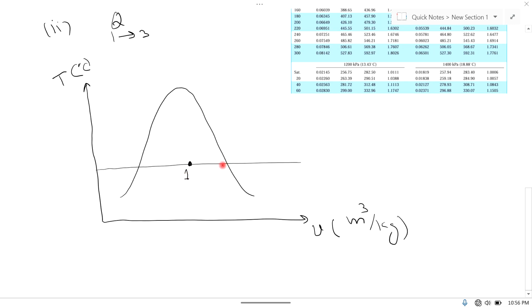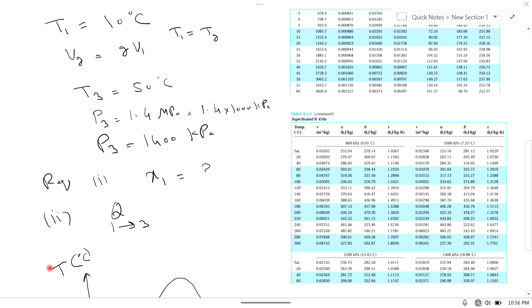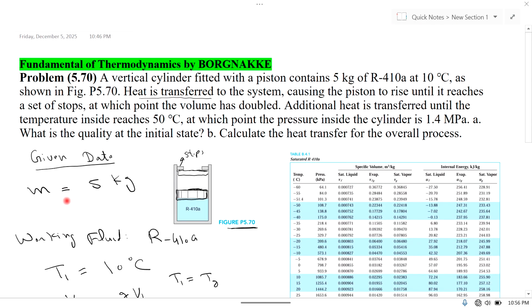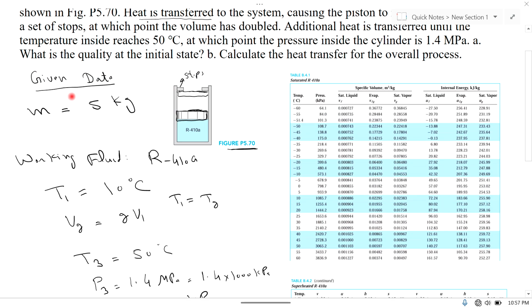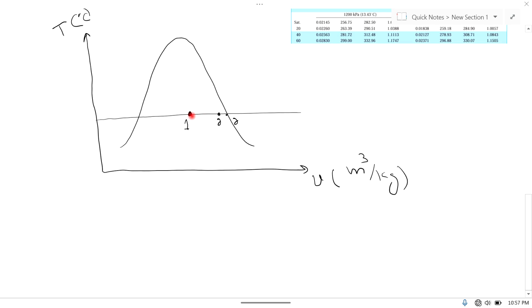Point 2 may be here, or this may be point 2, because from 1 to 2 temperature is constant, which is 10 degrees centigrade. Now additional heat increases the temperature to 50 degrees centigrade. Let's suppose this is the 10 degrees centigrade line. The next increase in temperature is superheating, because the saturated temperature is 10 degrees centigrade, and volume is constant. So it will be something like this, from 2 to 3.